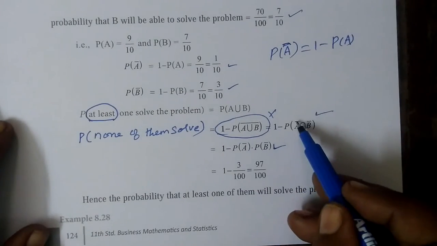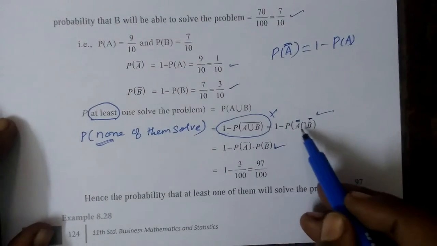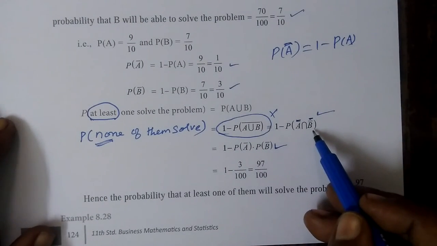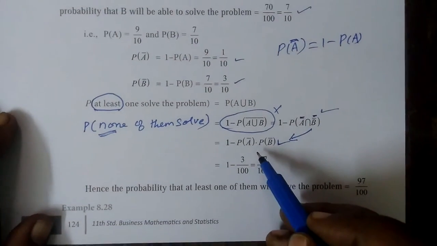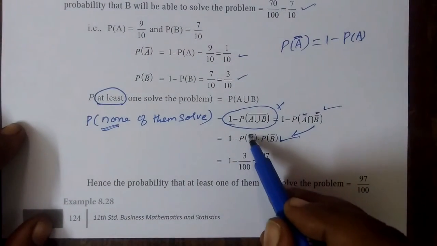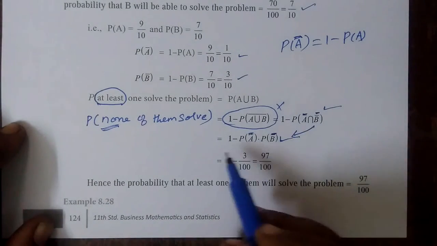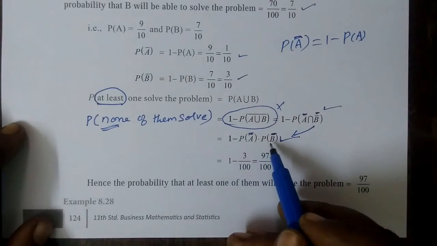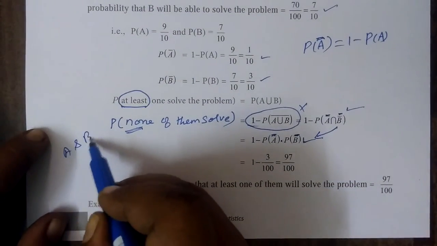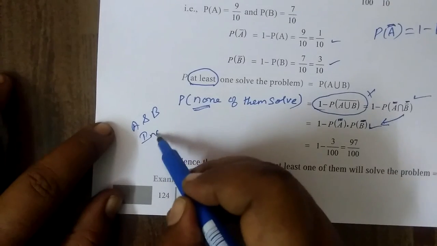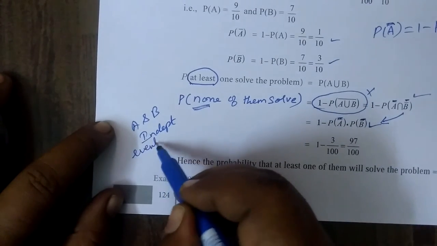P of A bar intersection B bar. Since it says none, you can write P of A bar intersection B bar. The formula for that is 1 minus P of A bar intersection B bar. Here A and B are independent events, because A solves it separately and B solves it separately, so these are independent events.